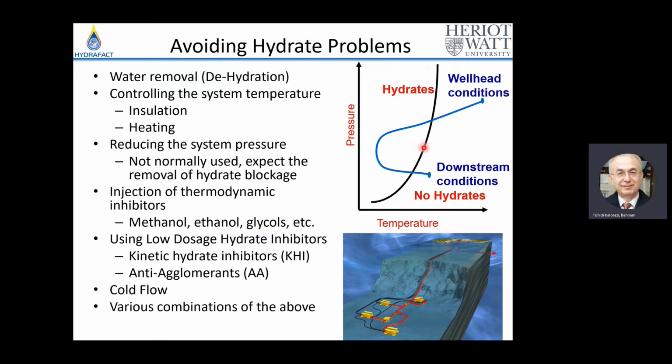Another option is to inject a thermodynamic inhibitor, like methanol, ethanol, glycol, etc. That in effect shifts the hydrate phase boundary to the left. It can go somewhere here, preventing hydrate formation.